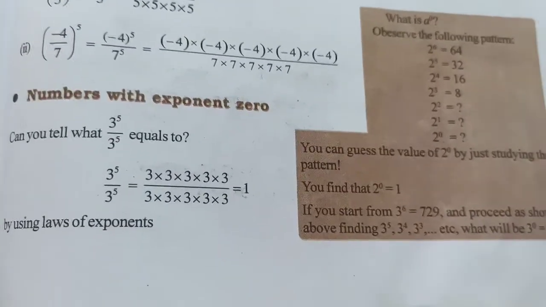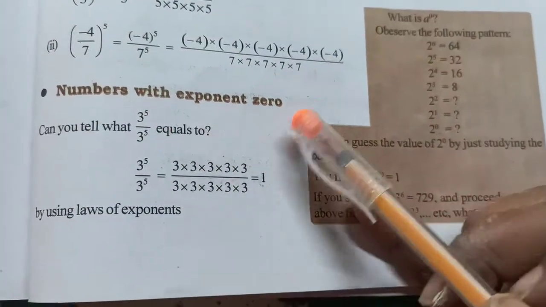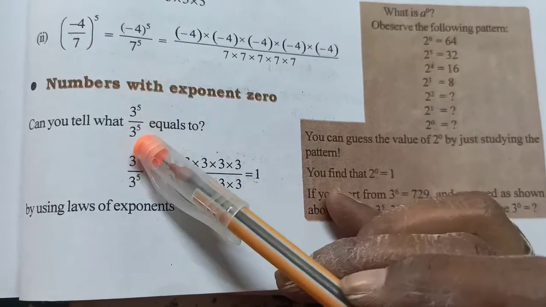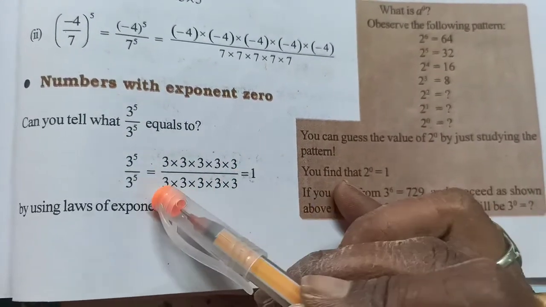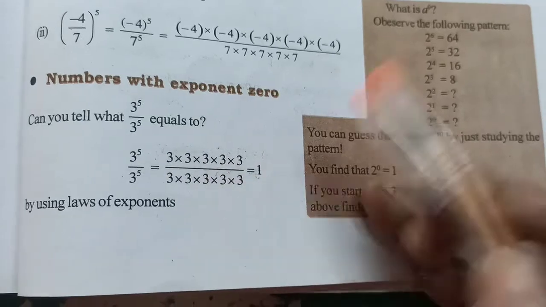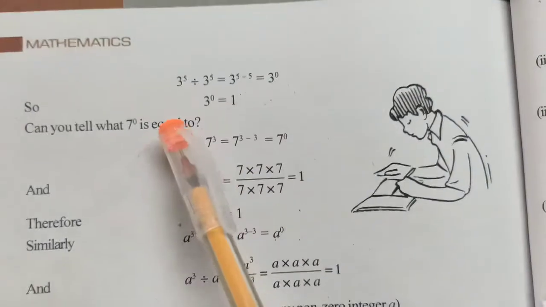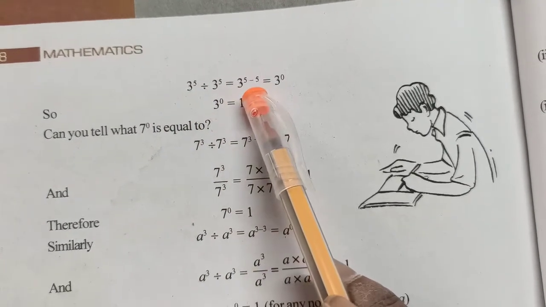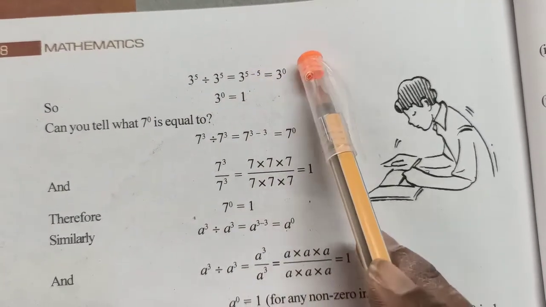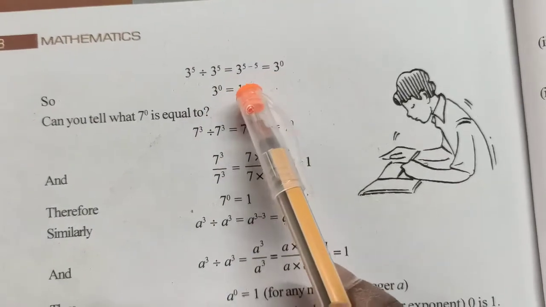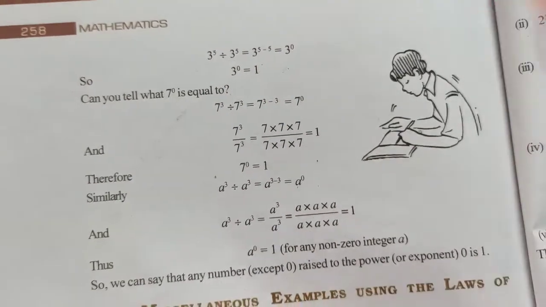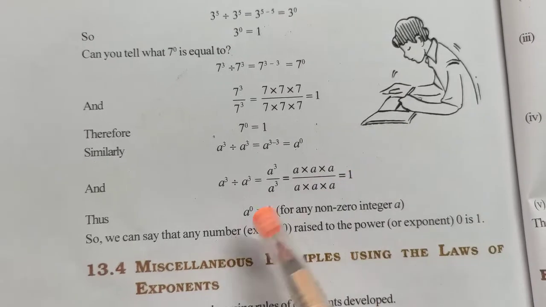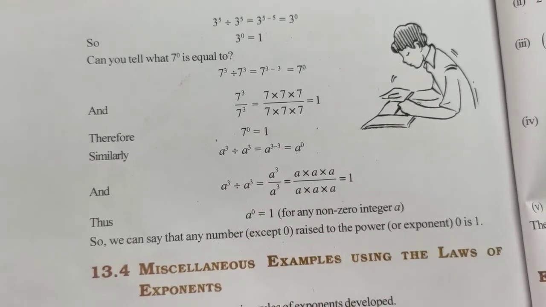Okay. Then we have numbers with exponent 0. So suppose you have 3 power 5 divided by 3 power 5. So 3 repeated 5 times, 3 repeated 5 times. So you do the cancellation, you are getting one answer. But when you use the laws of indices, laws of power, 3 power 5 divided by 3 power 5 will give you 3 power 5 minus 5 is equal to 3 power 0. So 3 power 0 is equal to 1. 7 power 0 is also equal to 1. So this is the general rule that a power 0 is equal to 1.